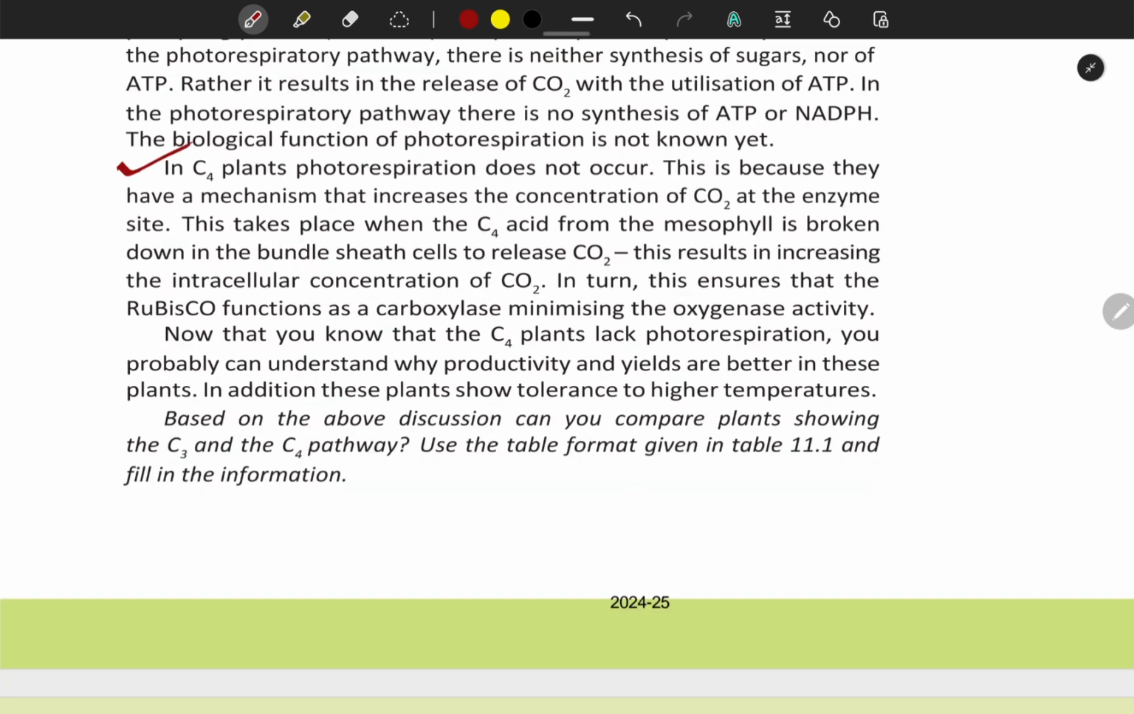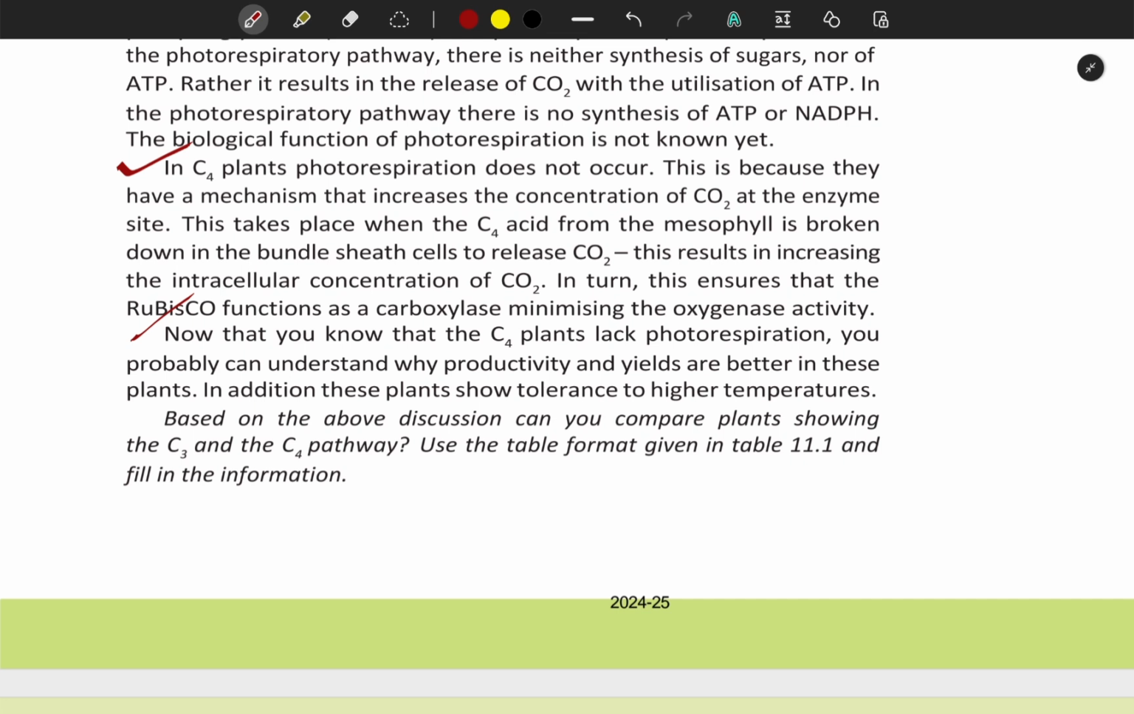In C4 plants, photorespiration does not occur. This is because they have a mechanism that increases the concentration of CO2 at the enzyme site. This takes place when the C4 acid from the mesophyll is broken down in the bundle sheath cells to release CO2. This results in increasing the intracellular concentration of CO2. In turn, this ensures that Rubisco functions as a carboxylase, minimizing the oxygenase activity.